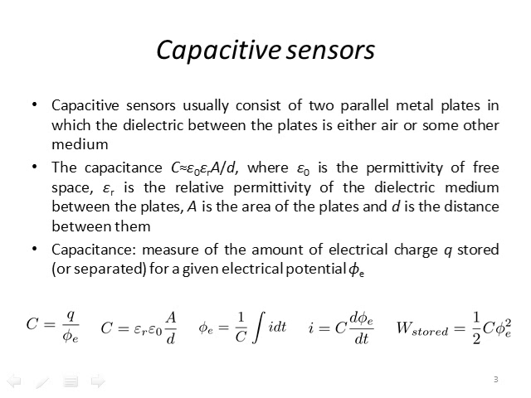Capacitive sensors usually consist of two parallel metal plates in which a dielectric between the plates is either in air or some other medium that can be polarized. For a parallel plate capacitor, we've seen this relationship where we have the relative permittivity, the permittivity of free space, multiplied by the area overlap of the plates divided by the separation distance. So the capacitance is a measure of the amount of electrical charge stored, or basically separated by distance d for a given potential phi sub e.